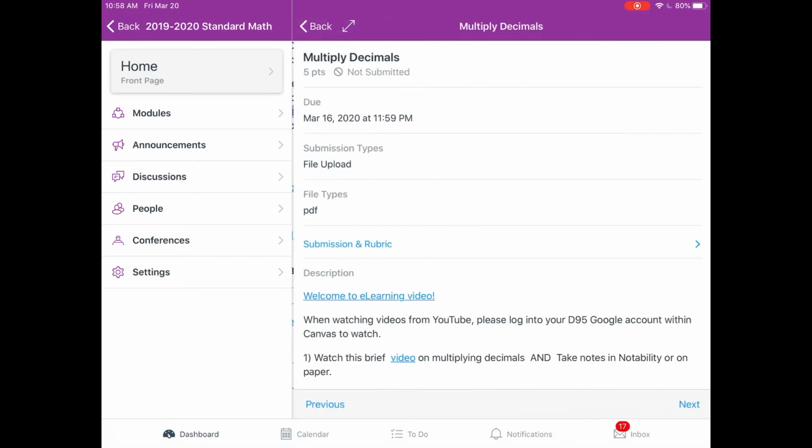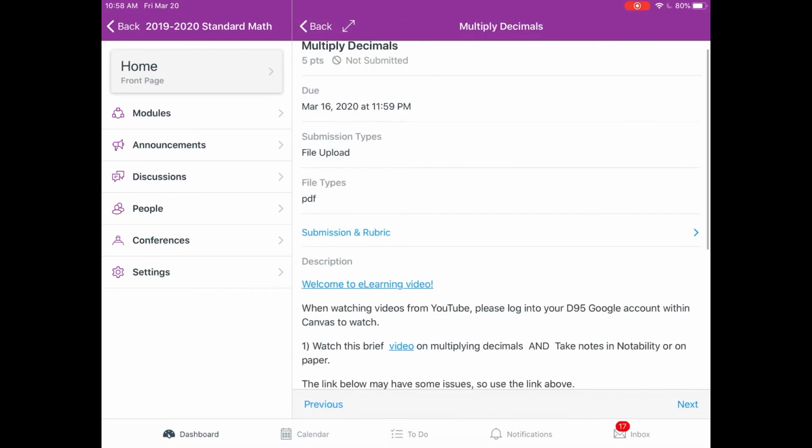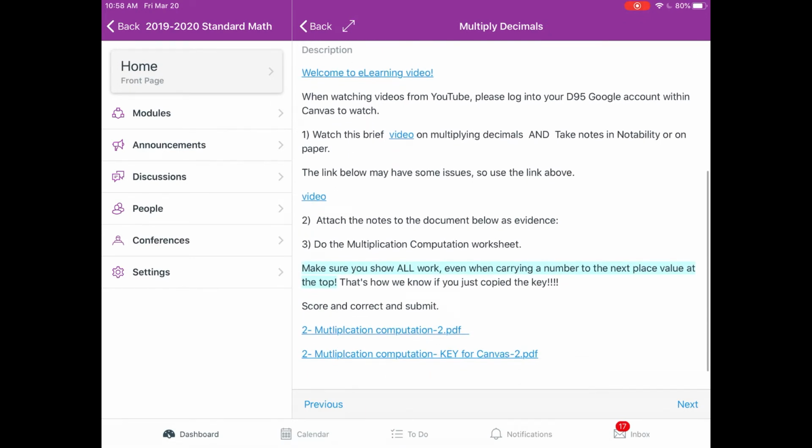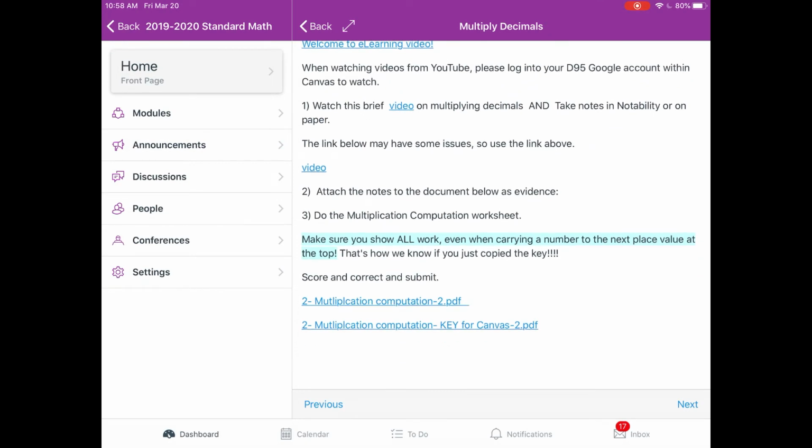So for day 1, we did multiply decimals. We had a welcome to e-learning video for them as well. They had to watch the video and take notes in Notability or on paper. And then we had them attach the notes to the document as evidence. But actually, honestly, going back, hardly any of them did that. We decided not to worry about it.